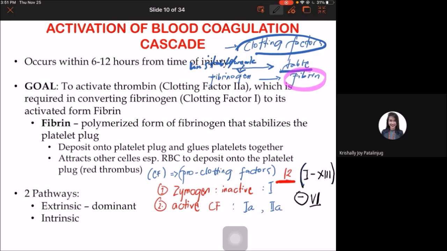Walang clotting factor 6. So, mo na siya ang label, no? Sa clotting factors. 12 clotting factors labeled as 1 to 13, walang clotting factor 6. Okay?